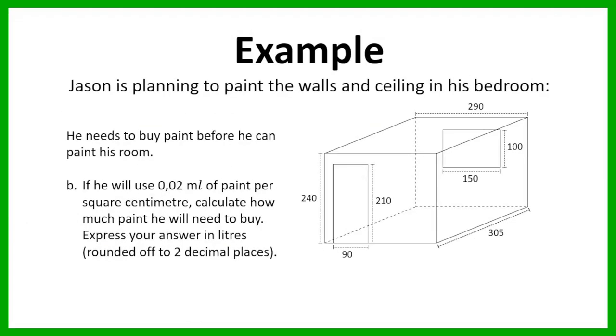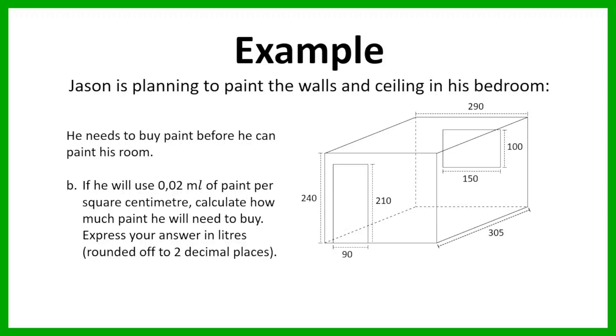So now we need to work out, it says that he needs to buy paint. So we need to work out how much paint he's going to buy. The first thing we need to do to work that out is look at how much they tell us he's going to be using per square centimeter. They say if he will use 0.02 milliliters of paint per square centimeter, calculate how much paint he will need to buy. Okay, express your answer in liters.